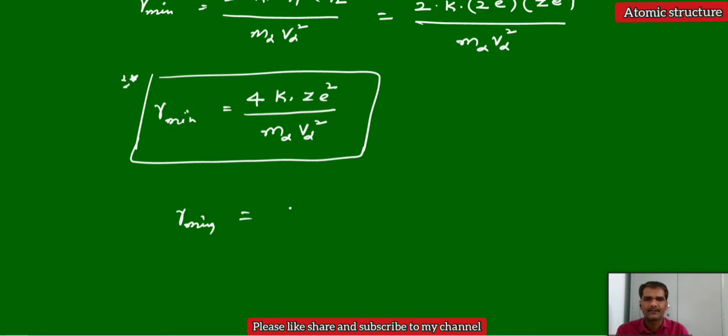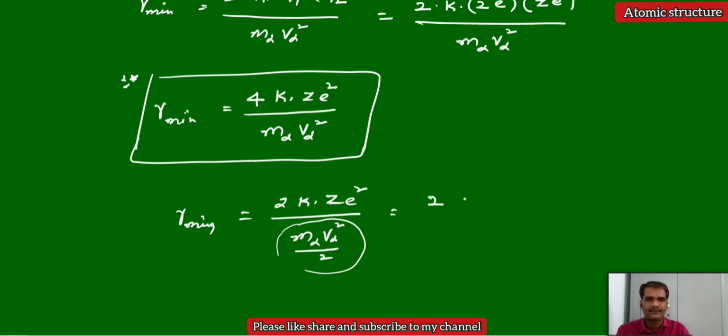R minimum is equal to 2 K Z E square by m alpha v alpha square by 2. Can we write like this? Again 2 into 2, 4. What is this value? m alpha v alpha square by 2, that is the kinetic energy. So 2 into K into Z E square by kinetic energy.